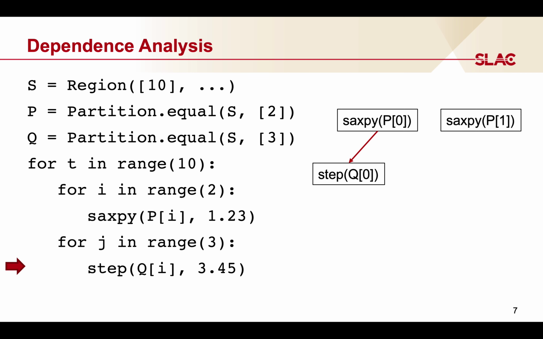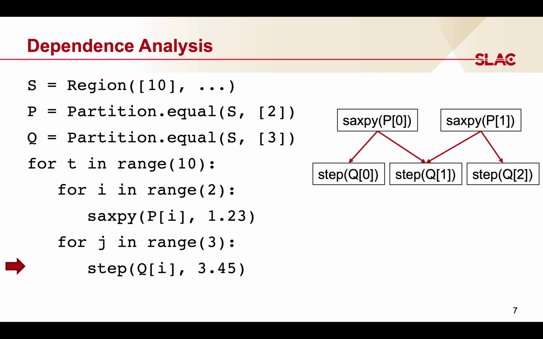And the thing here is that Q0 overlaps with P0. And that means that the first step task is going to depend on Saxby P0. As we continue executing, every task that we hit, we're going to record the dependencies based on what data overlaps with previous tasks that have executed. So Q1 overlaps with P0 and P1, and so that step task is going to have two dependencies, and Q2 overlaps just with P1, and so that third step task is only going to have one dependency.